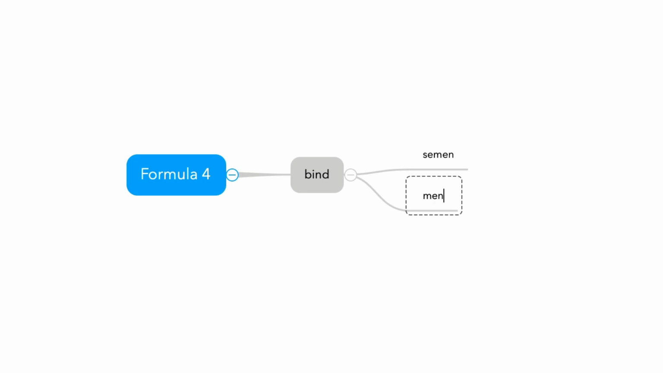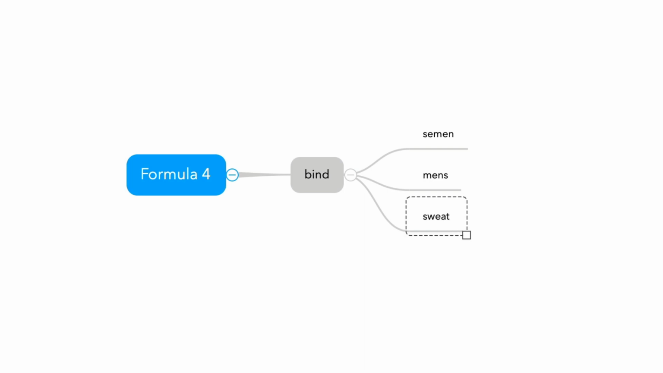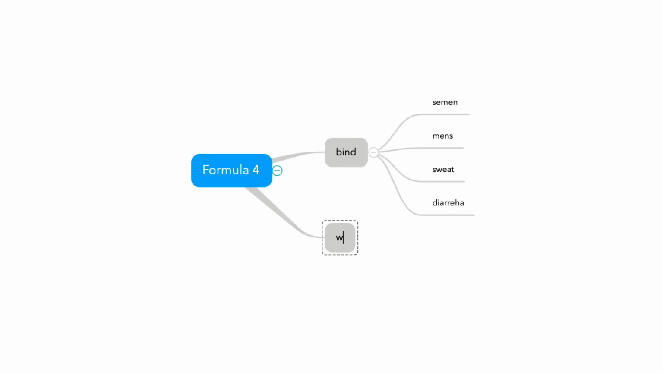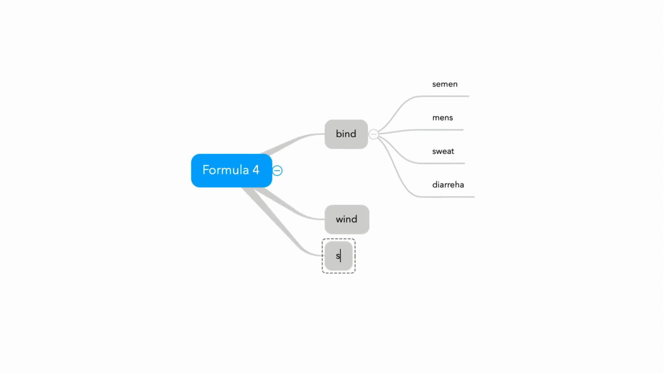Formula 4. We learned first bind and stabilize formulas. First semen, and second mens, and sweat, and diarrhea. And there are formulas we learn, expelling wind formulas, and also the calming Shen formulas.